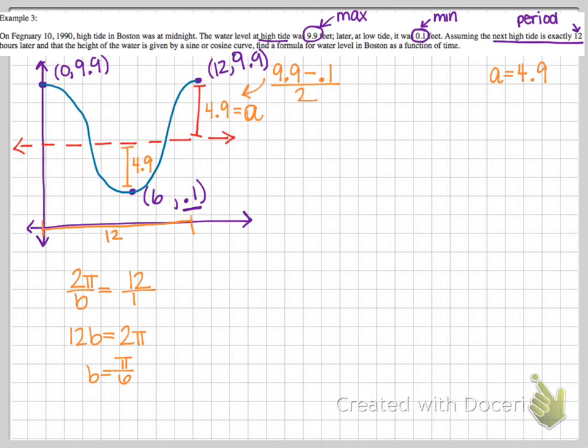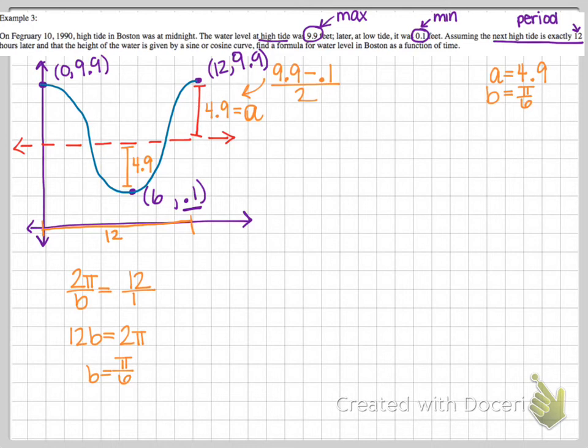On an IB test, if you're an IB kiddo, totally, don't simplify it. But otherwise, just for general mathiness from here on out, make sure you simplify. So B is going to be pi over 6.